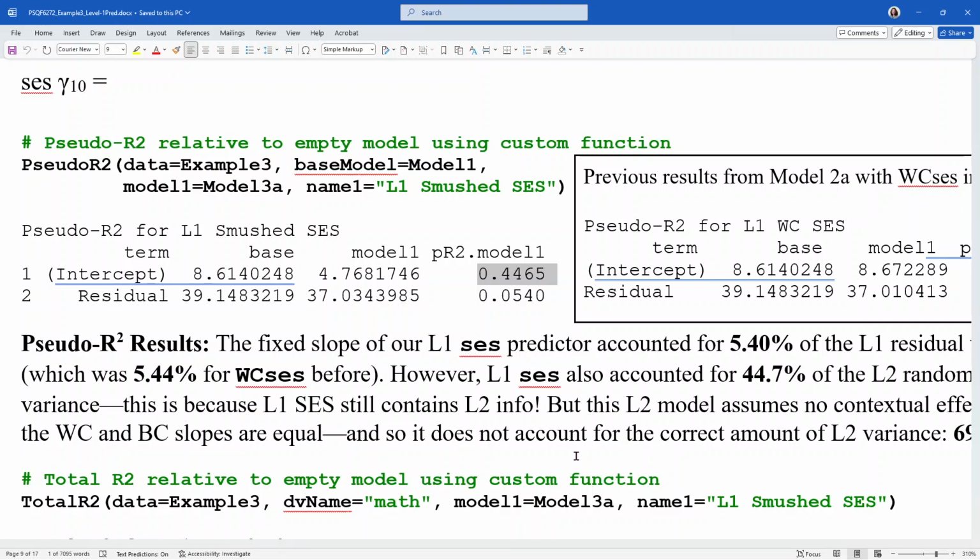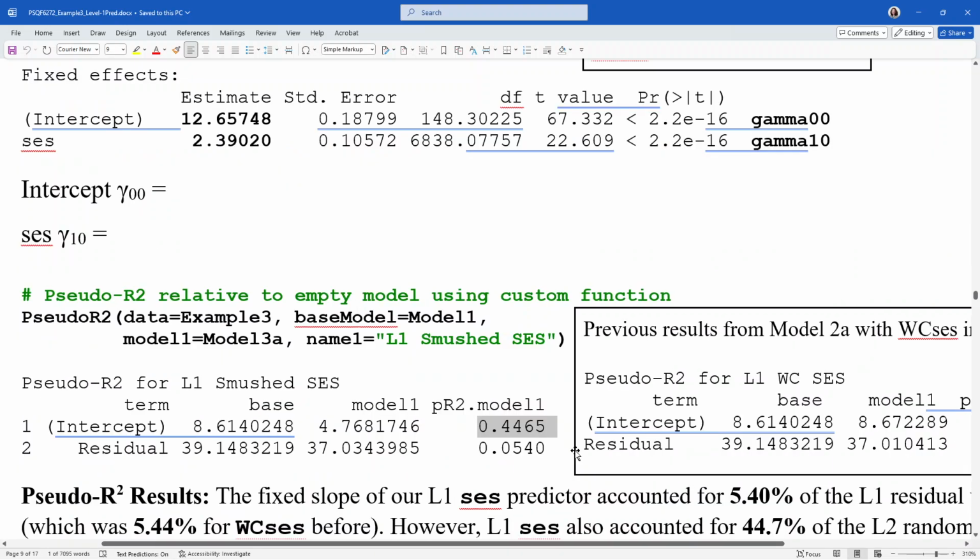In other words, the real between school effect of SES should have explained about 70% of all the reasons schools have mean differences in math. The smushed model only explains 45%. Now, if you talk about 70% versus 45%, does that sound like a big deal to you? That's huge. I kind of think it should be, yeah.